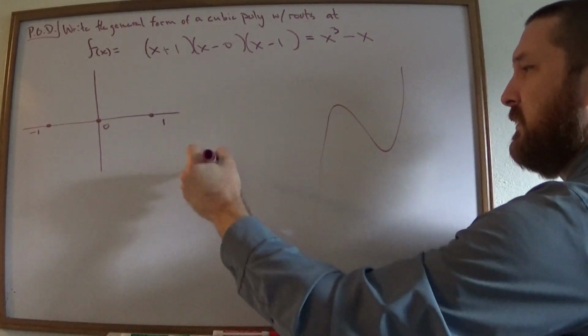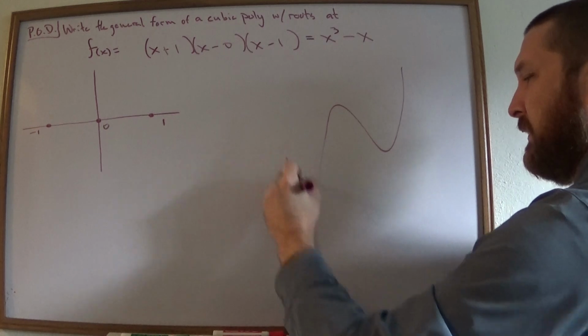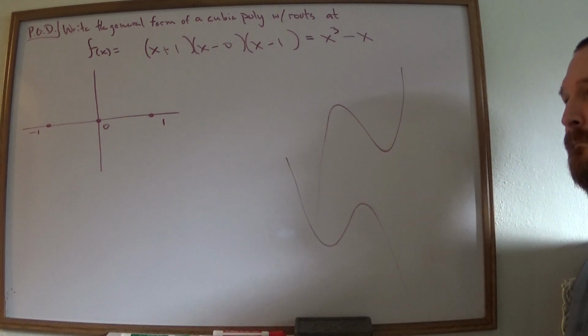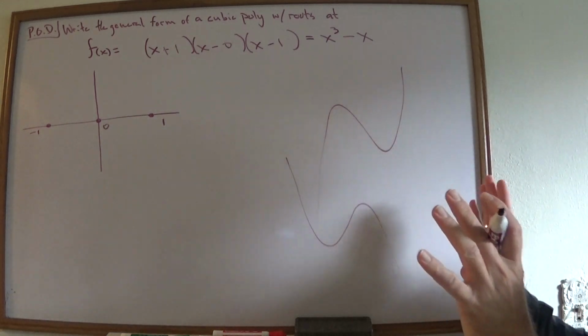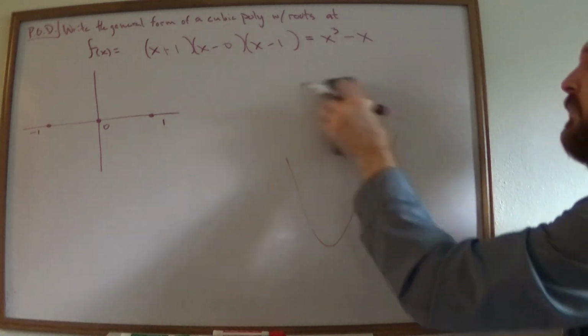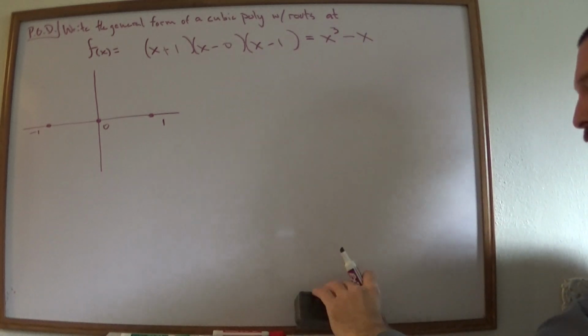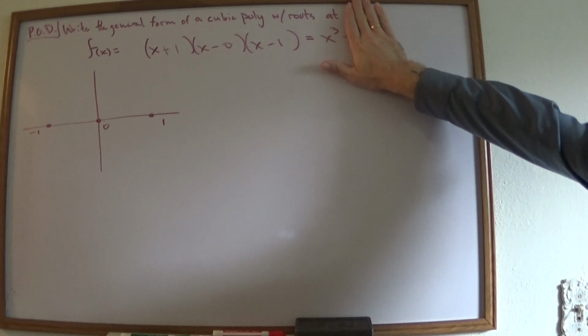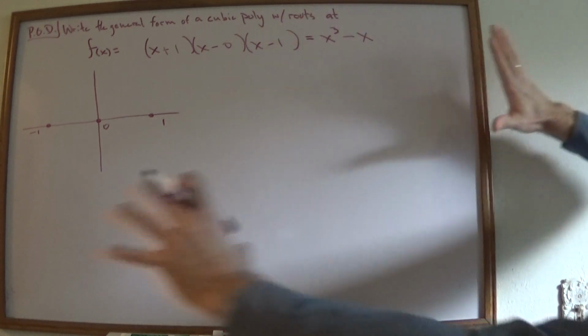Now, here's the question. Does it go like this? Does it go like this? Which way does it go? Because remember how we did this. What? Say again? Never mind. Okay. Yeah. So the way that we did this in Algebra 2, because this is years ago now, we looked at the highest order term. And we said that determines the long-term behavior.